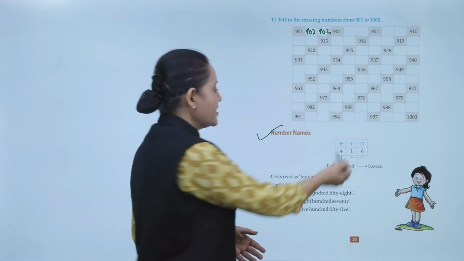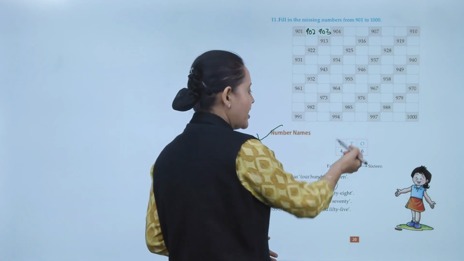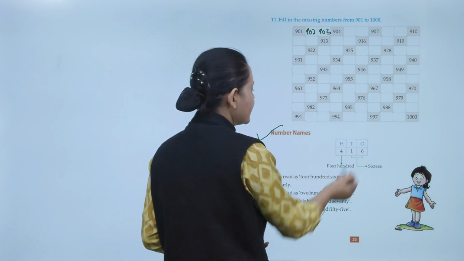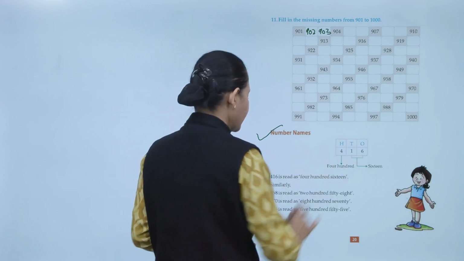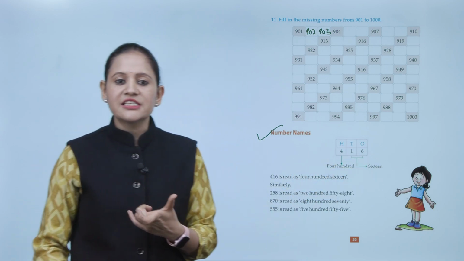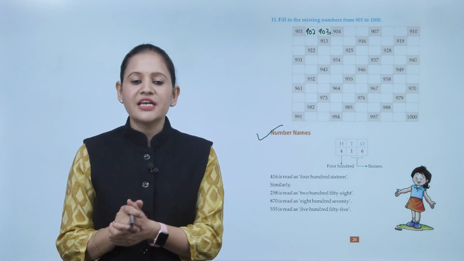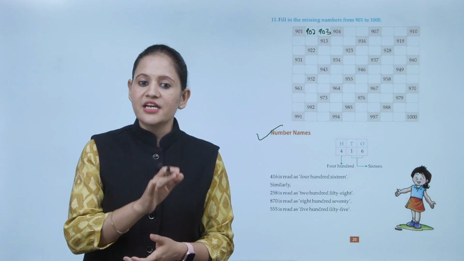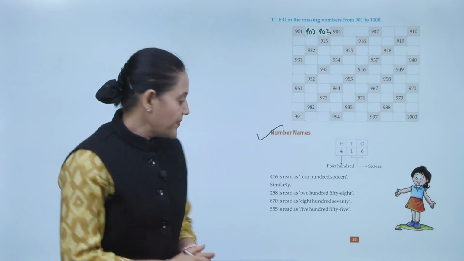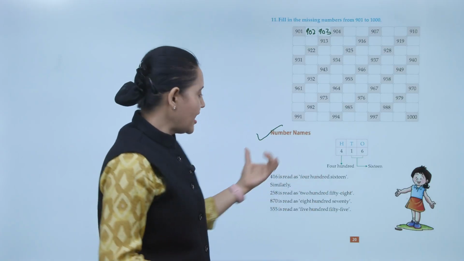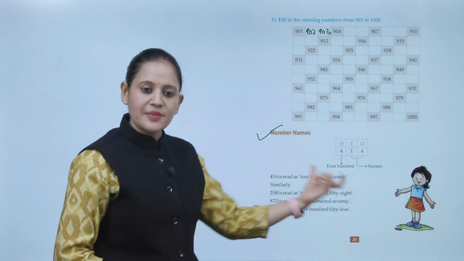First, ones की position पे 6 है, tens की position पे 1 and 4 at hundreds position. So 416. So we'll read it together. So 416 is read as four hundred sixteen. Similarly, 258 is read as two hundred fifty-eight. Clear? So tens and ones के नंबर को हम साथ में पढ़ेंगे and hundreds वाले नंबर को separately.